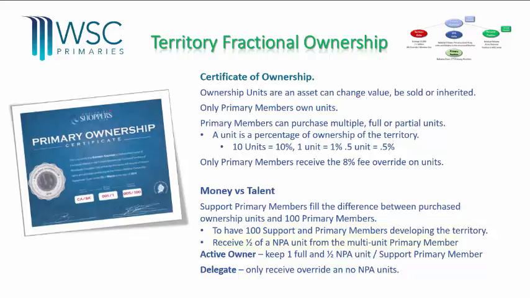What they do receive is 1/2 of a national primary array unit, and that comes from the multi-unit primary member. So for a primary member that owns more than one unit, as long as they're active in helping to develop the territory, they will keep one full NPA unit, but they'll give up 1/2 NPA unit to a support primary member. Now for multiple unit primary members who don't want to be active, but are just happy with the override return on their purchase, they will only receive the 8% monthly membership fee override.